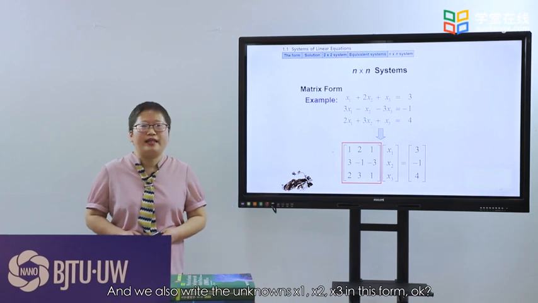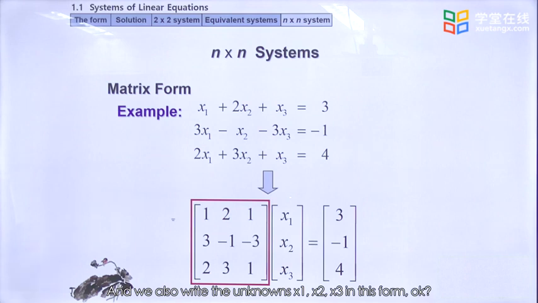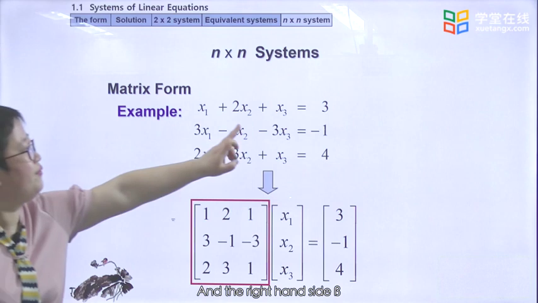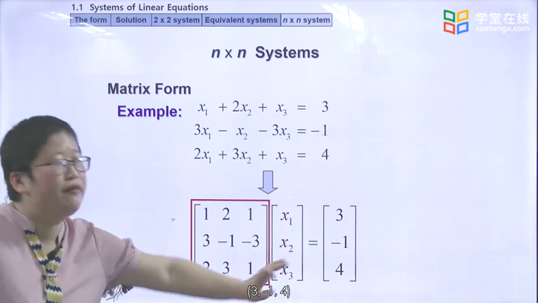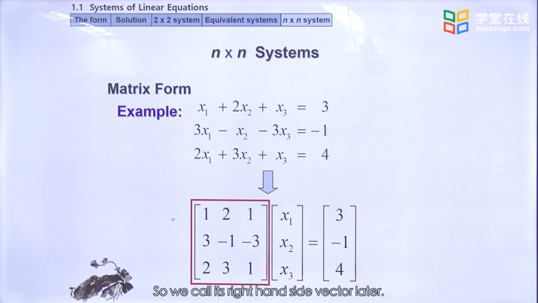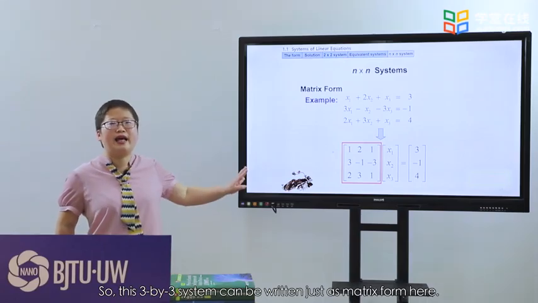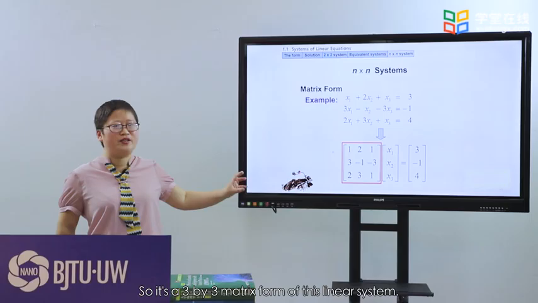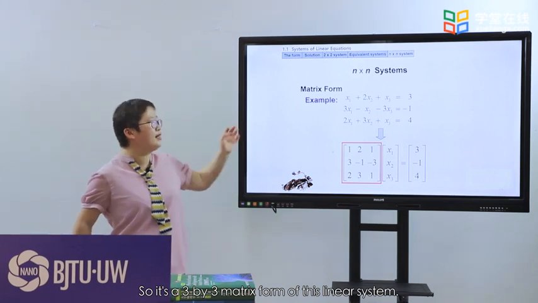We also write the unknowns x1, x2, x3 in this form. And the right-hand side data, we just write here: 3, -1, 4. We call this the right-hand side vector. So this 3 by 3 system can be written just in matrix form. It's very easy to obtain, right? So it's the 3 by 3 matrix form of this linear system.